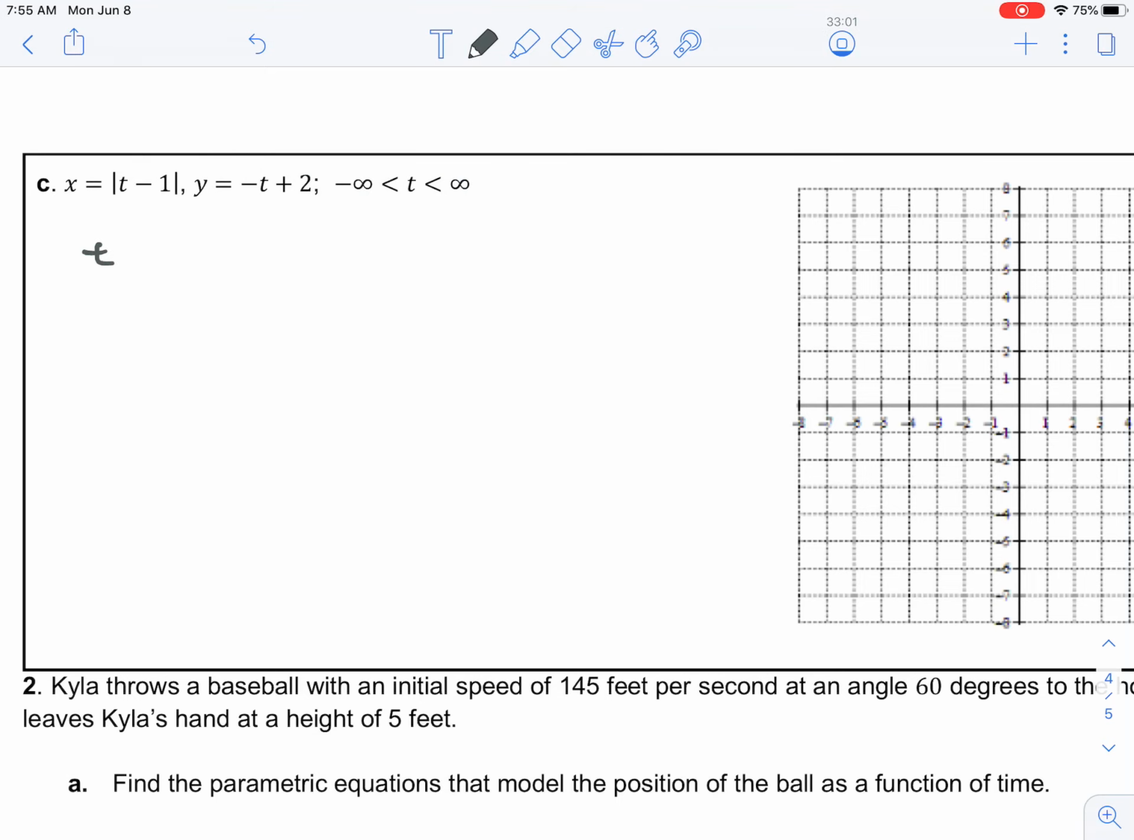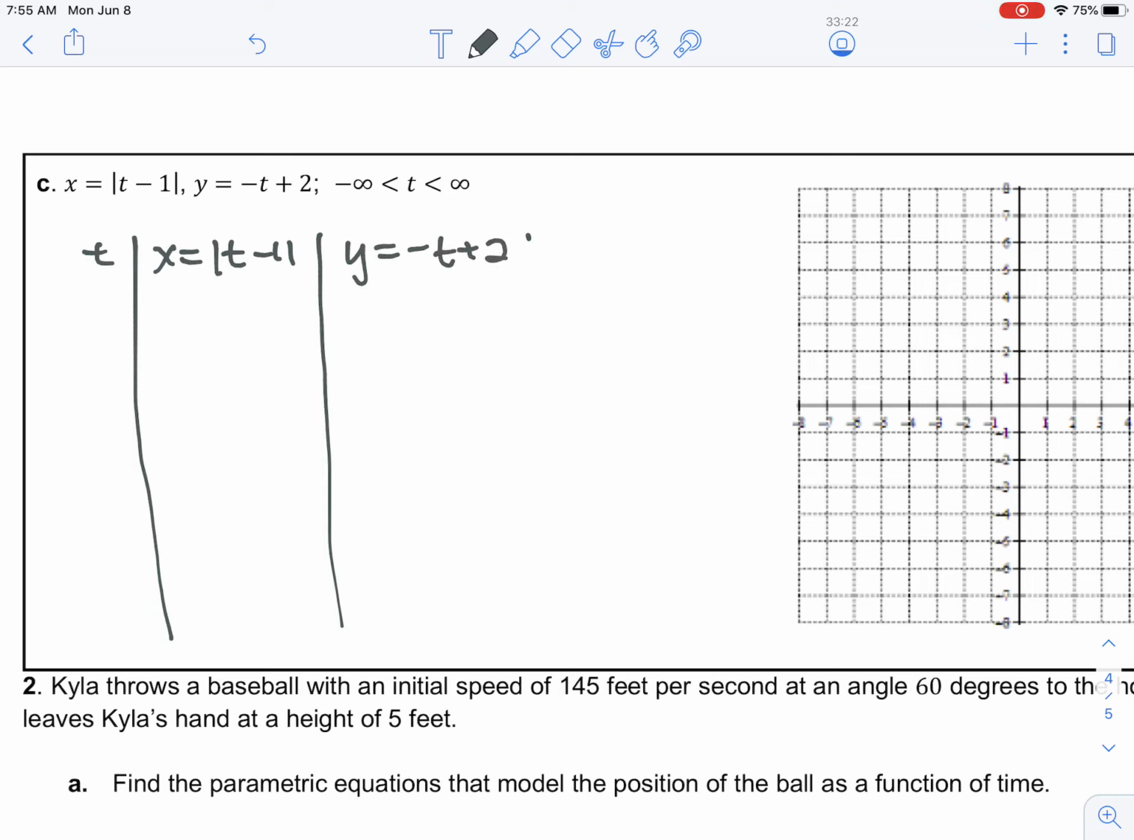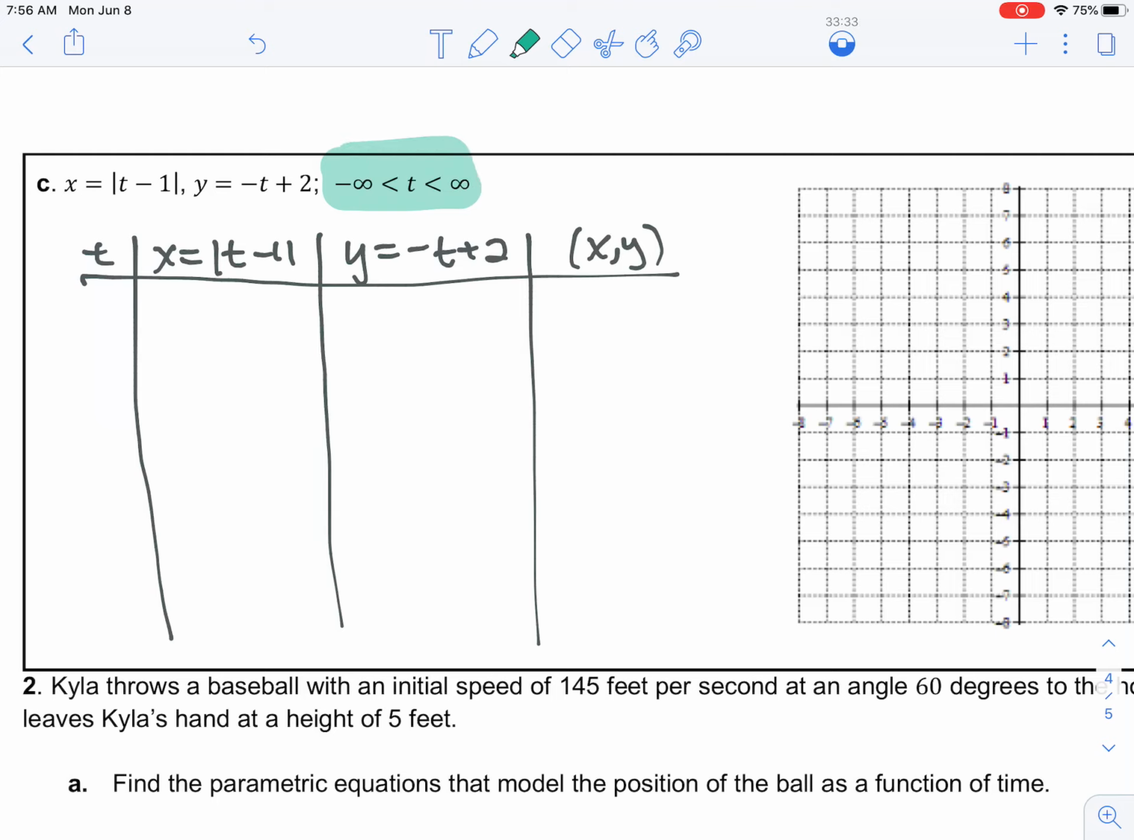I'm going to go ahead and build a table of values. So we know that we need to start with values of t, and then plug that into our x equals absolute value of t minus 1, as well as the equation for y, which is negative t plus 2, and collect those answers, those outputs, as our xy points that we can plot. So notice that your domain on t is negative infinity to infinity. So we have to be a little bit thoughtful in the points that we choose.